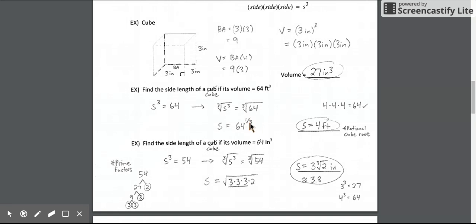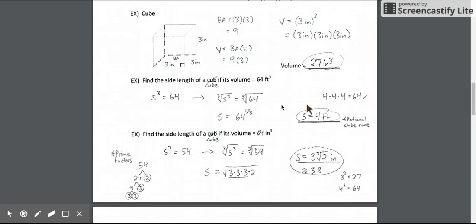So 64 to the 1/3 is also the cube root of 64. They're the same thing. Your calculator might be able to do this, or you could do it in this form. If you raise it to a fractional exponent, it should give you the same answer.